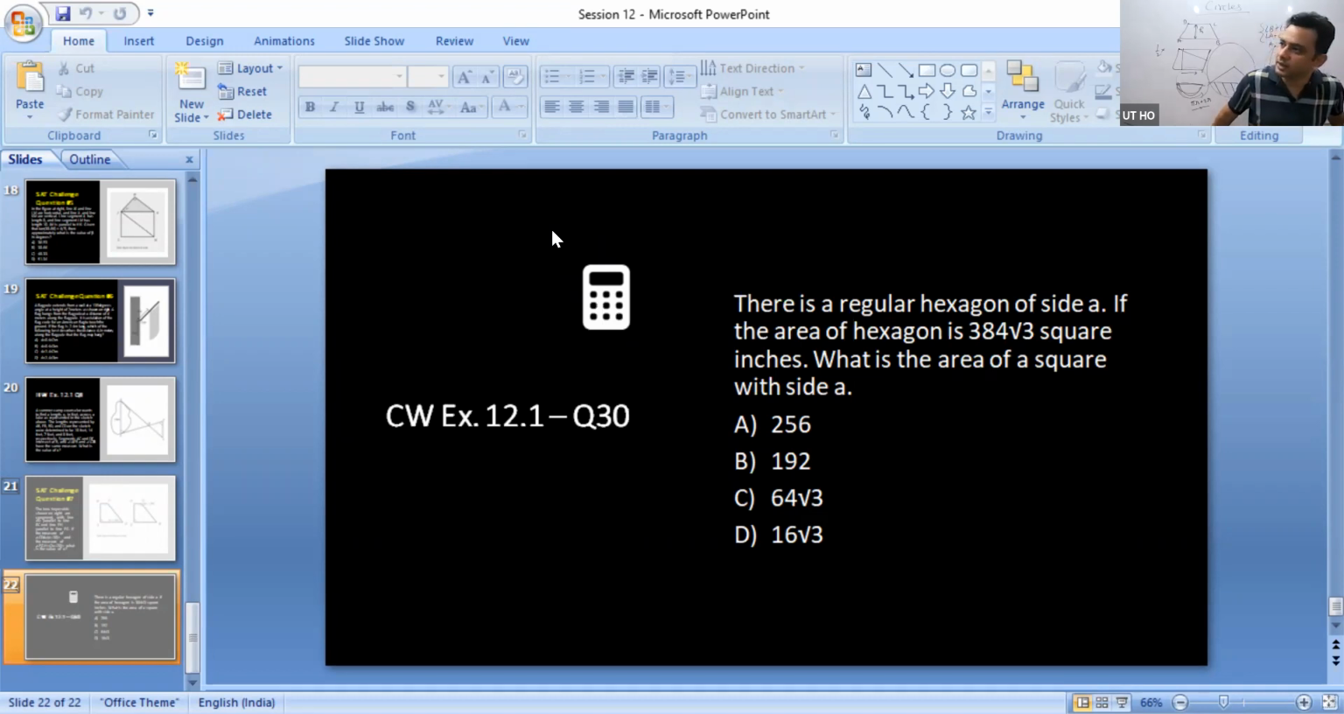Pari, are you there? Yes, sir. Tell me the curved surface area of a cone. Pi r l. Okay, where l is the lateral height. That is equals to root of h square plus r square. Okay, very good.